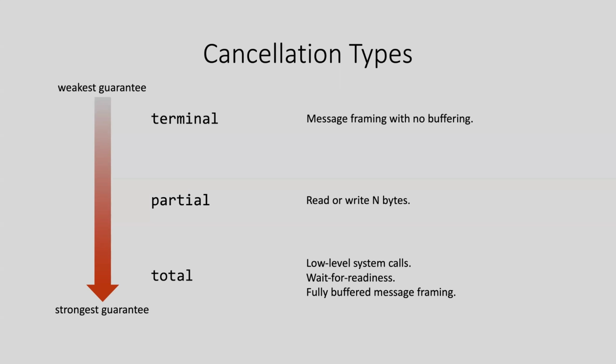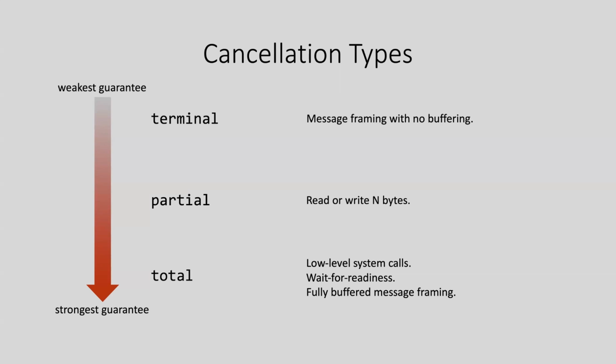And so the partial would apply to the composed operations like async read until or stuff like that. That's exactly right, because they compose consecutive async read some operations together. You could be cancelled at any point in that chain, and you've already transferred some number of bytes at that point. So that's why that's partial.